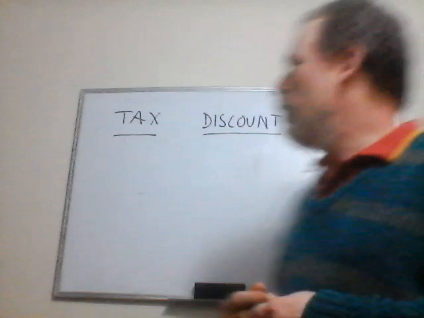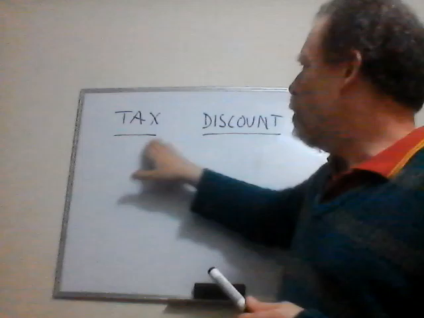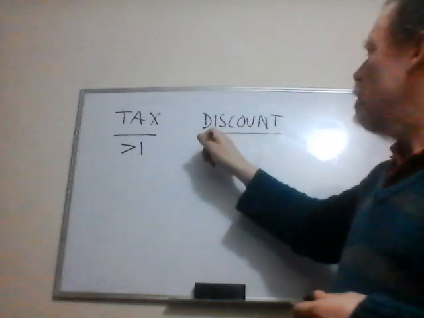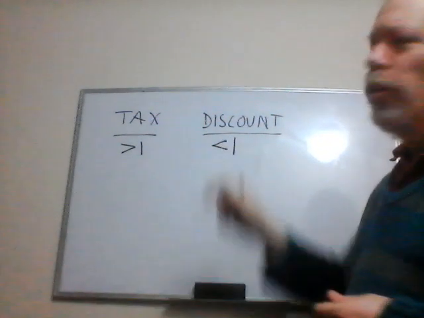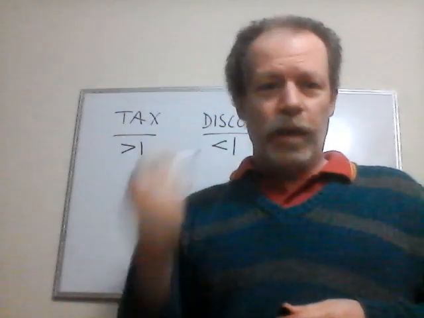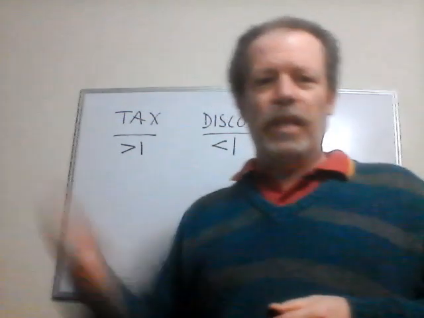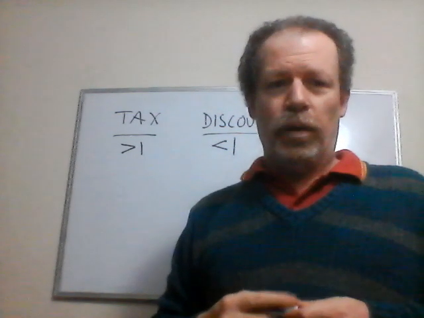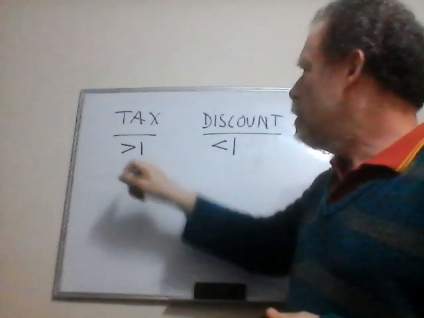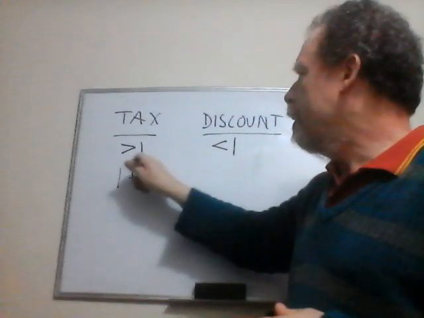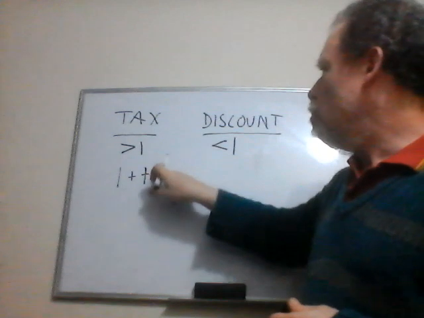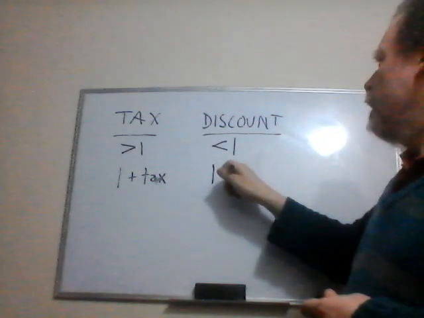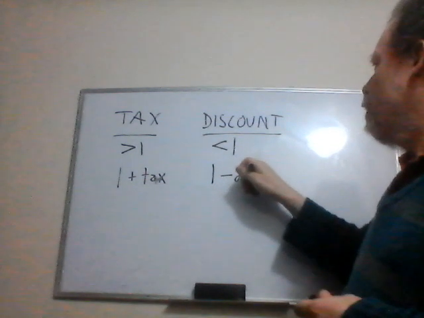A tax multiplier is a multiplier which is larger than 1, and a discount multiplier is a multiplier that is smaller than 1. A tax multiplier will take a positive number and make it larger. A discount multiplier will take a positive number and make it smaller. You get your tax multiplier by taking 1 and adding the tax to it. You get your discount multiplier by taking 1 and subtracting the discount from it.